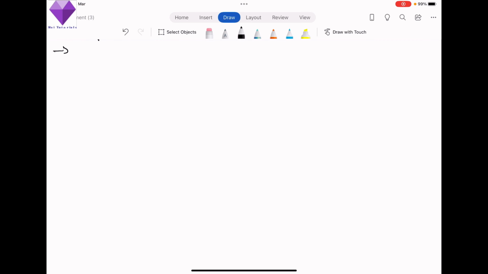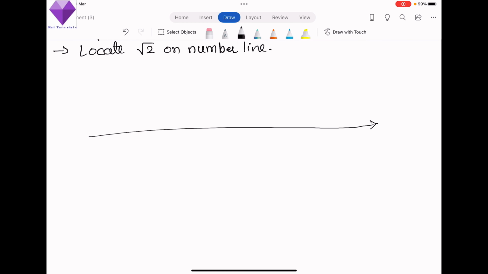Now, one common question they ask: locate root 2, root 3, root 5, root 7 on the number line. And in the later part, we will be studying root 10.3, root 9.3, numbers which come in decimals also. So, here let us start with root 2. Locate root 2 on the number line. To do it, it is very easy. First, I will make a number line. And you know that number lines have the numbers -1, 0, 1, 2, 3, 4, 5.